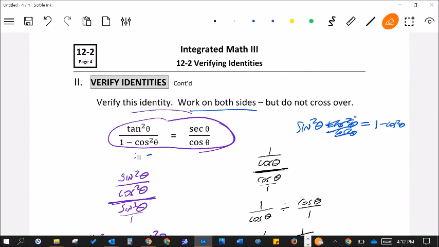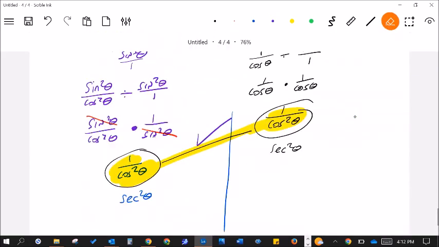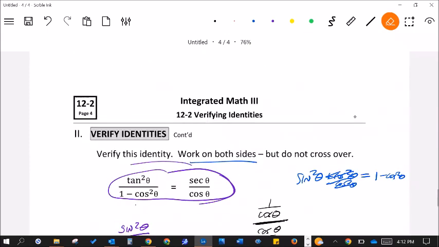Okay. Erase that part. It's not going to stay. And that shows you how to work with the identities. You can't cross over the equal sign by adding or subtracting on both sides, like what is called the properties of equality. And you only work on both sides if you're told to. Otherwise, you work on one side. But the goal is to get the two sides the same, and that proves that the identity is verified.